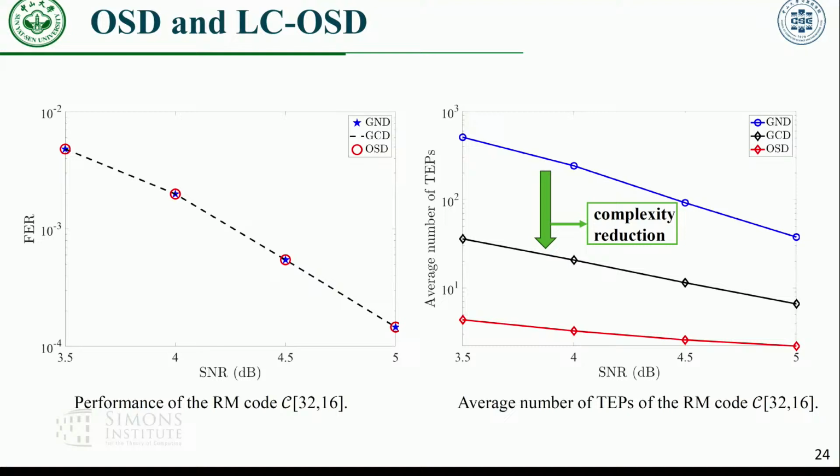Here it is not necessarily a complexity reduction. Why? Because OSD needs an online Gaussian elimination. So depending on the SNR, in the high SNR region the GCD is preferable, because we only need several searches and we don't need online Gaussian elimination, right? So this complexity reduction depends on the SNR.